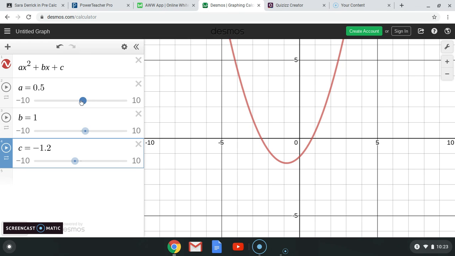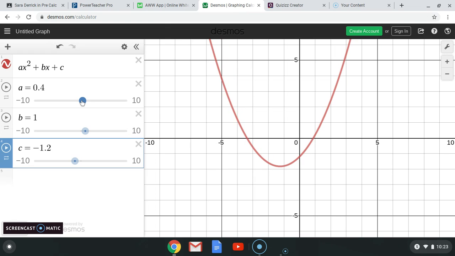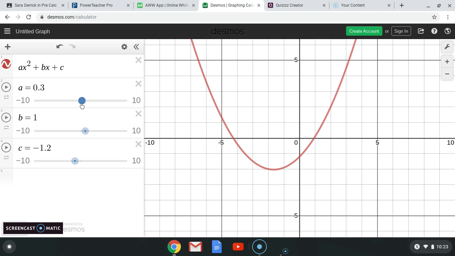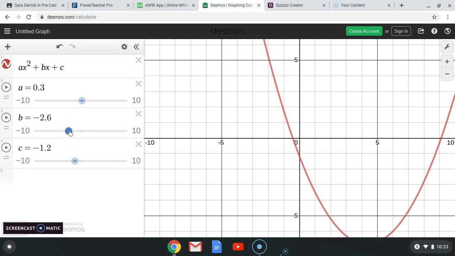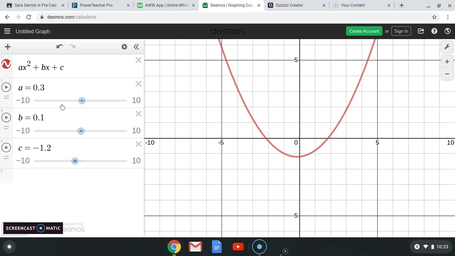So this front term, this leading term, that a, I can make it either get wider or narrower. If this number is positive, it's up. If it's negative, it's down. The b is just going to move it kind of on a diagonal, changes it in a different direction. And the c, the number at the end, is just like with y equals mx plus b. It's going to move it up and down.